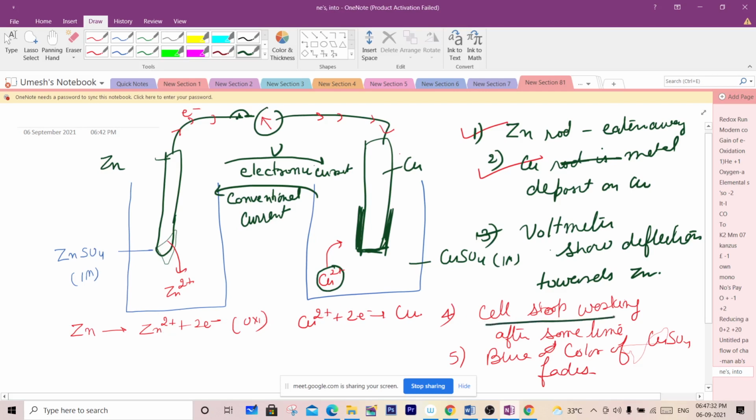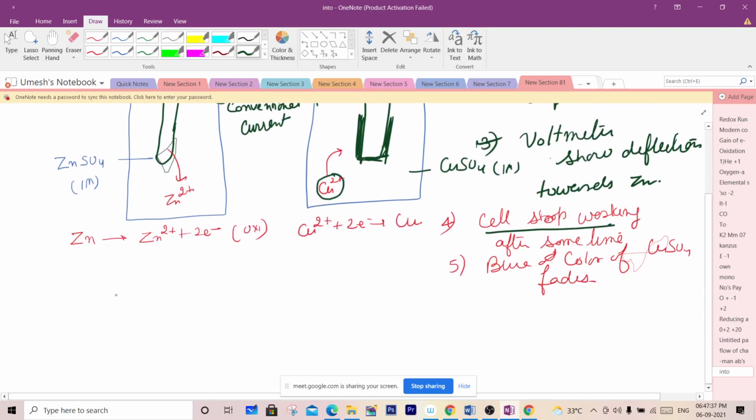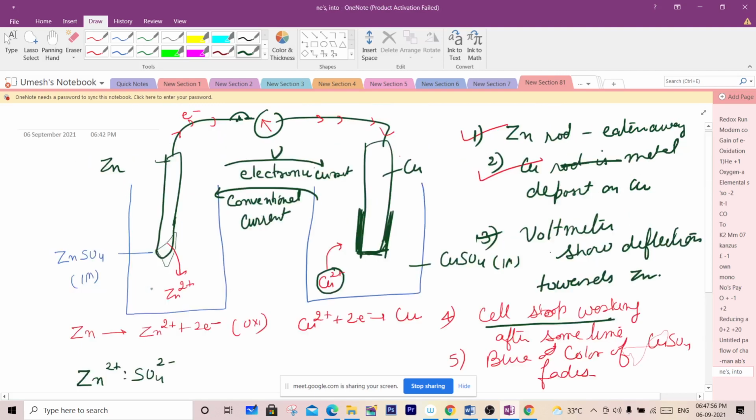Now, the cell stops working after some time. The reason is, before we started the process, here the zinc ions and the sulfate ions were equal in number, a 1:1 ratio. But with the passage of time, the zinc ion number becomes more than the sulfate ion. There will be extra zinc ions over here, and the solution will become positively charged. This positive charge will not allow the electrons to go away because electrons are negatively charged.